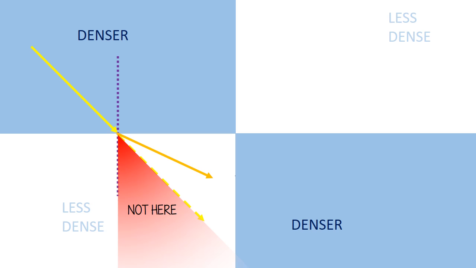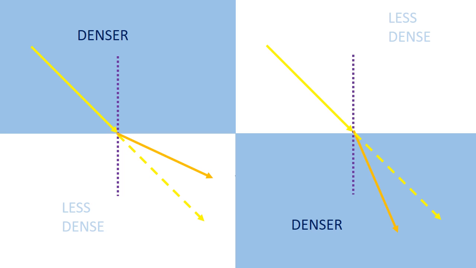Okay? And it follows that if the light ray is going from a less dense medium to a more dense, a denser medium, that light ray is going to refract towards the normal, or in between the path it would have taken had it not been bent and refracted, and the normal, in between those two, towards the normal.